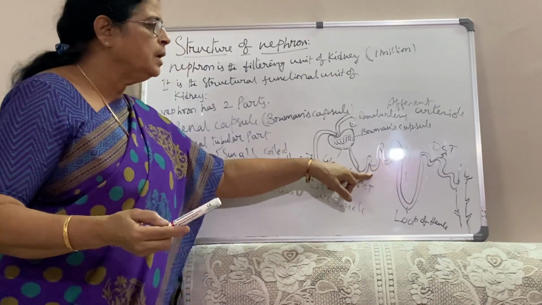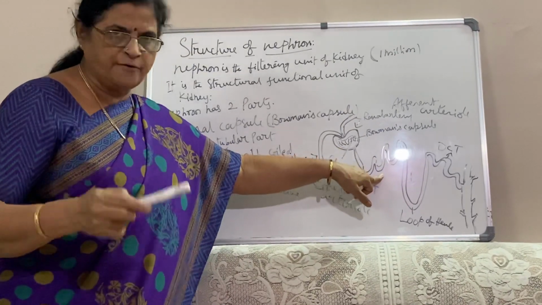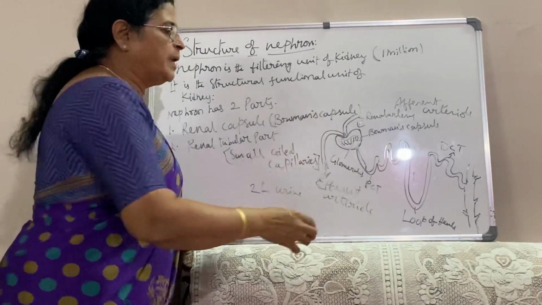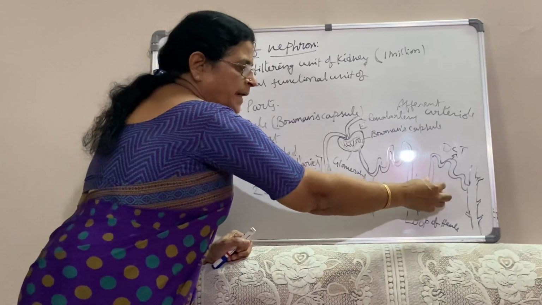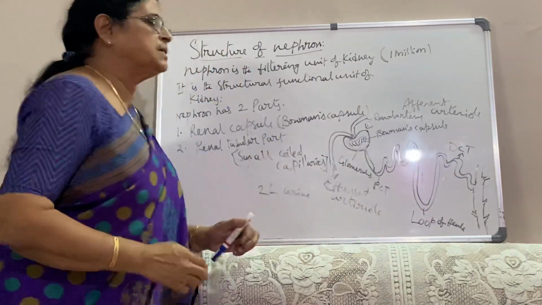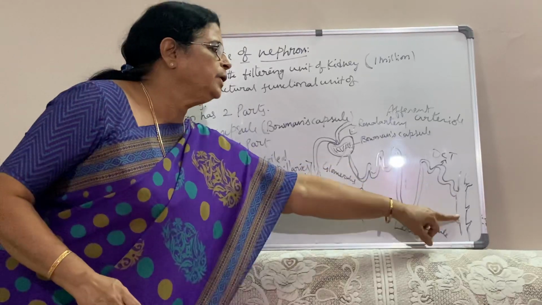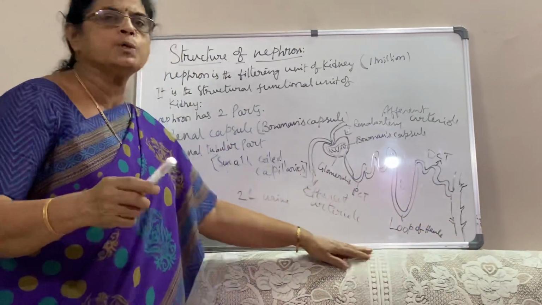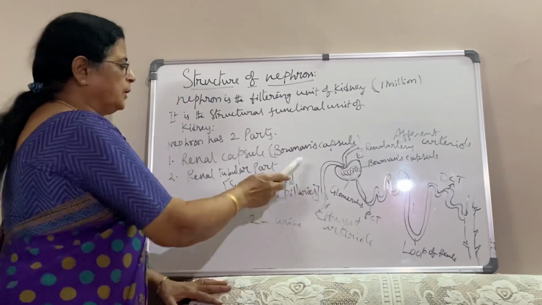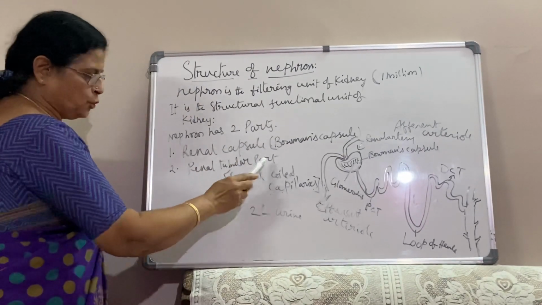That means the useful substances are reabsorbed in the tubules of the nephron. These tubules have different permeabilities. One part is permeable to water, another is impermeable to water but more permeable to ions. Like that, the tubular part has different permeabilities. So finally, the urine is collected into the collecting duct and moves into the ureter, from there to the urinary bladder. So here we are discussing two parts of the nephron: the renal capsule and the renal tubular part.